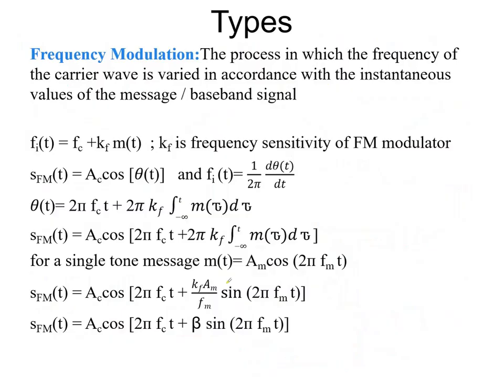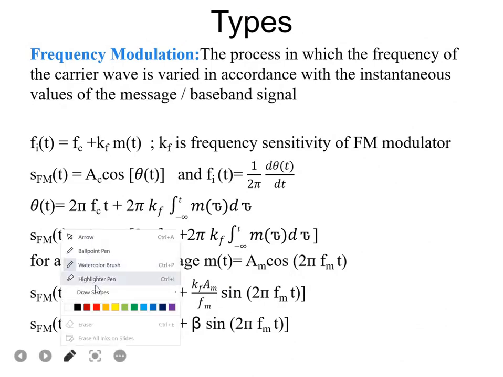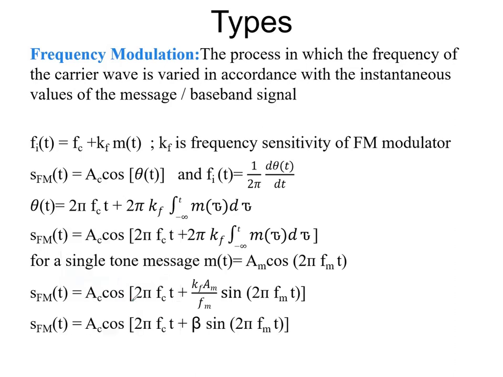Now we are moving to another type of angle modulation. The second variety is the frequency modulation. Again the same definition: it is a process in which angle, which part of angle is going to vary? The frequency part of the angle is going to vary, and with respect to what? It is varying with respect to the message or baseband signal.